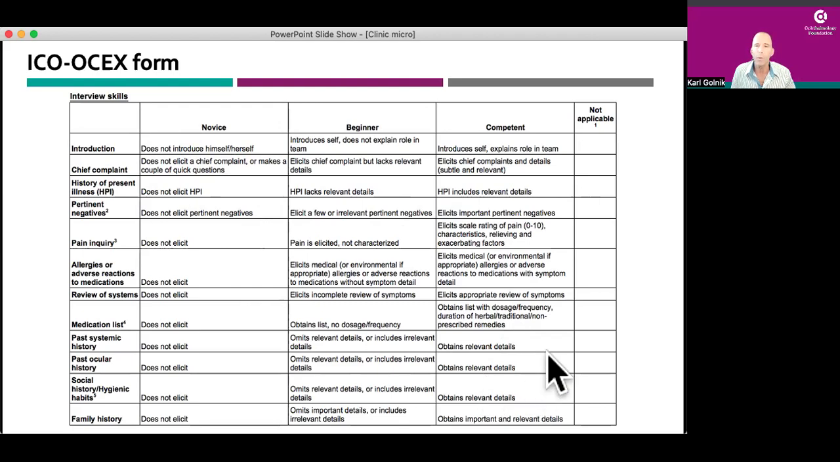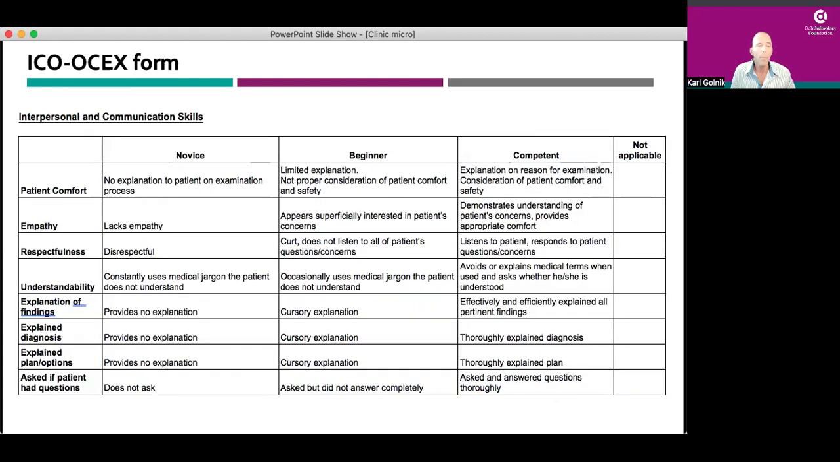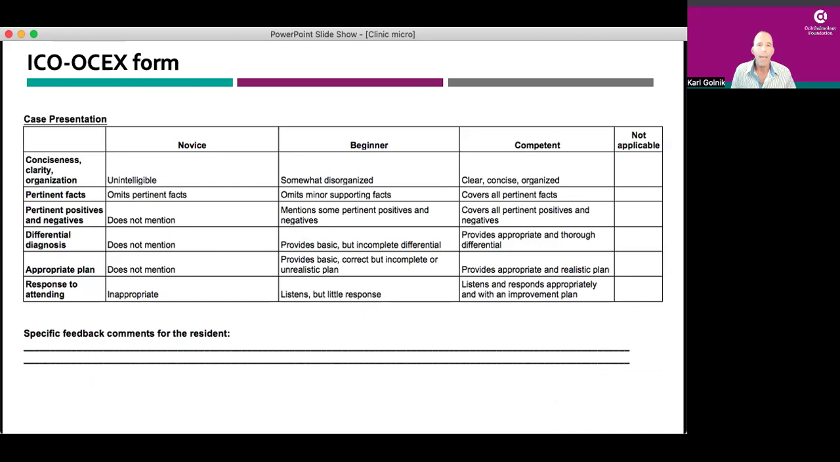So the idea is you circle what you see, and then you immediately give feedback to the resident after the observed interaction. This includes interview skills, the examination, in this case, of course, the eye examination, and it tells you what it means to be competent or a beginner or a novice. You simply circle what you see and let the resident know. Even interpersonal and communication skills can be assessed. And finally, the case presentation.